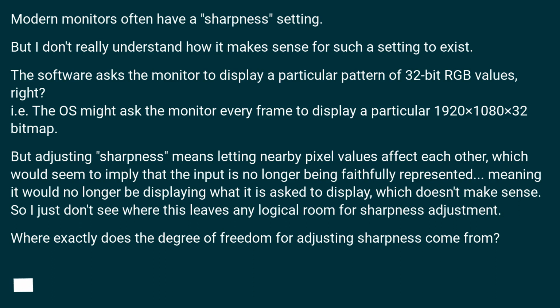But adjusting sharpness means letting nearby pixel values affect each other, which would seem to imply that the input is no longer being faithfully represented. Meaning it would no longer be displaying what it is asked to display, which doesn't make sense. So I just don't see where this leaves any logical room for sharpness adjustment. Where exactly does the degree of freedom for adjusting sharpness come from?